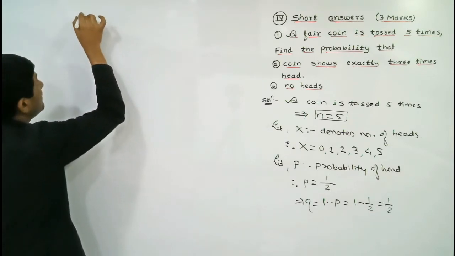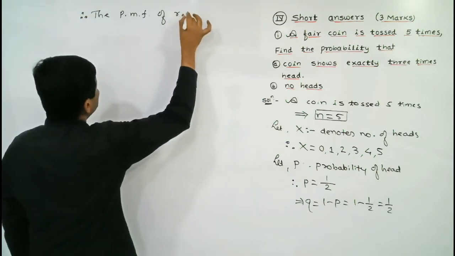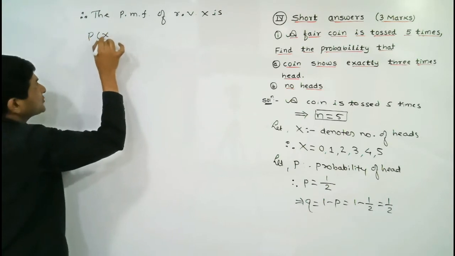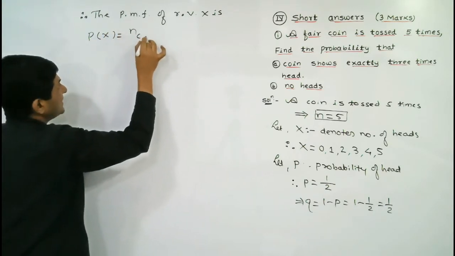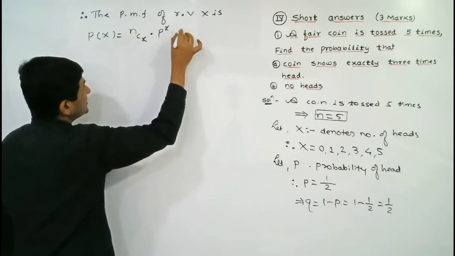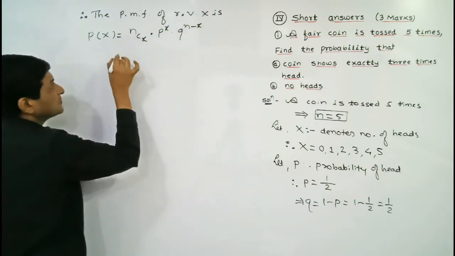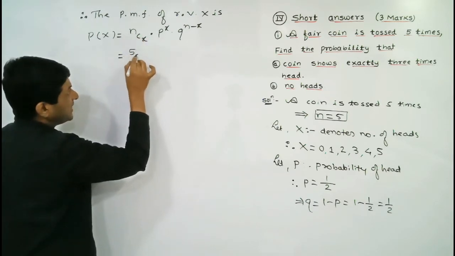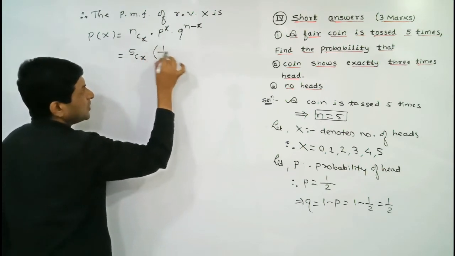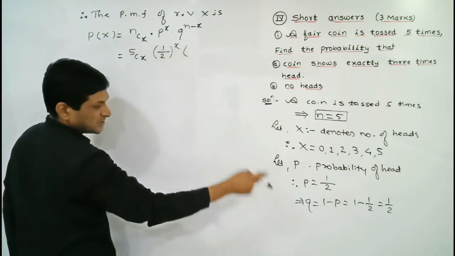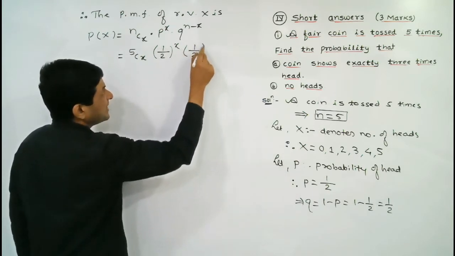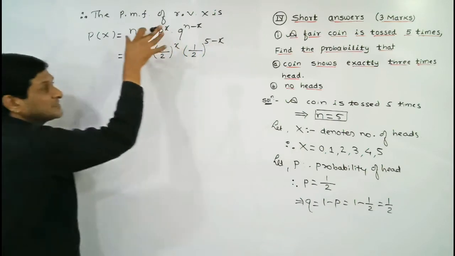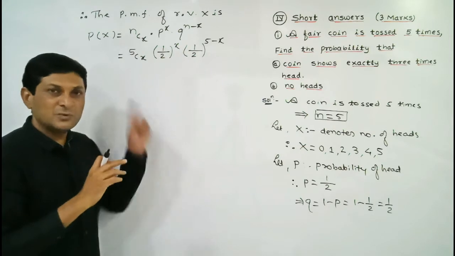Once the values of p, q and n are known to us, let us define the probability mass function. The probability mass function of random variable x is, what is the formula to find the probability? P of x is equal to nCx into p raised to power x into q raised to power n minus x. Now n is known to us, n is equal to 5, so 5Cx into p, which is 1 by 2 raised to power x, and q, which is also 1 by 2 raised to power n minus x, that is 5 minus x. We have substituted the values of n, p and q in this formula.